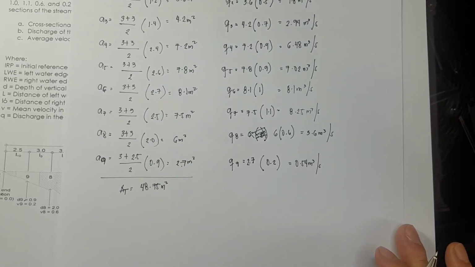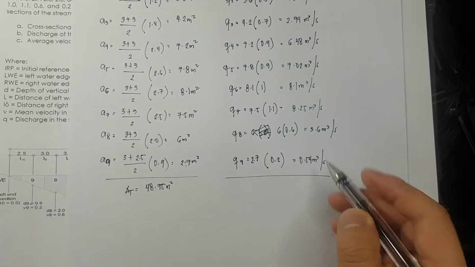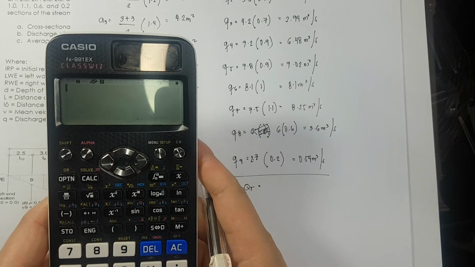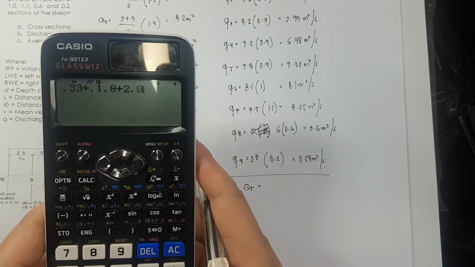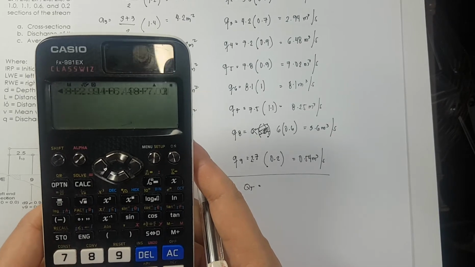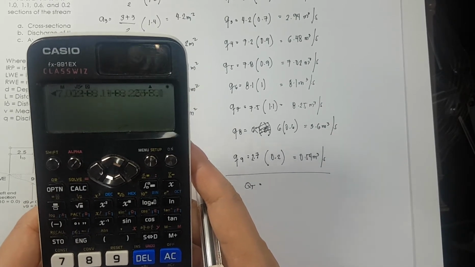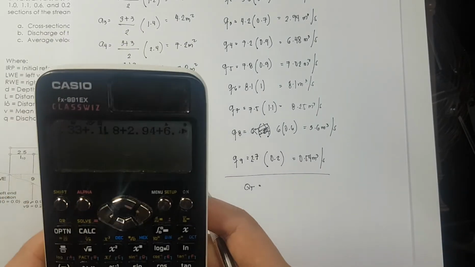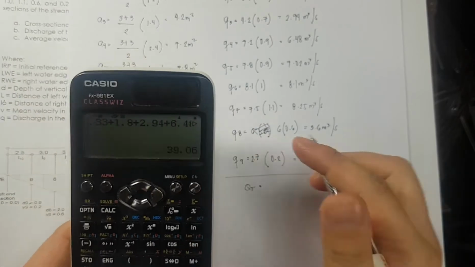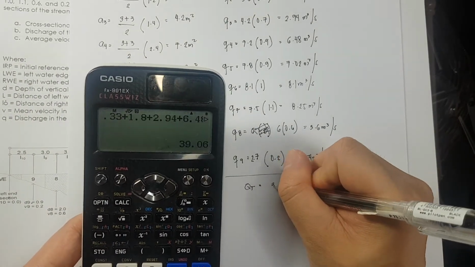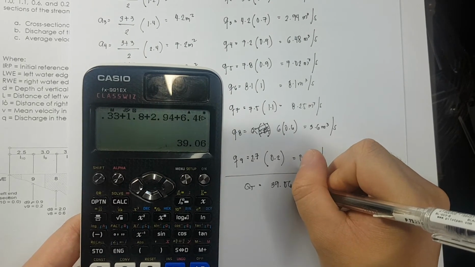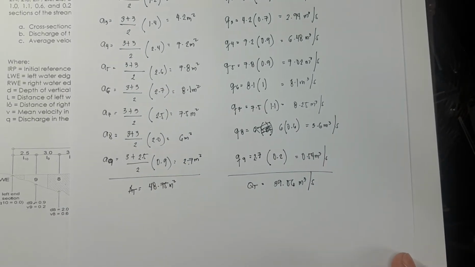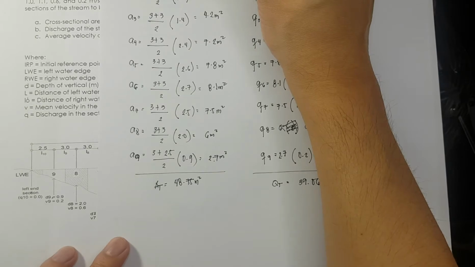Okay? So therefore, we can now compute for our Q total. So Q total is equivalent to 0.33 plus 1.8 plus 2.94 plus 6.48 plus 7.02 plus 8.1 plus 8.25 plus 3.6 plus 0.54. Okay, so that is equivalent to 39.06 cubic meter per second. Okay, so that is letter B.